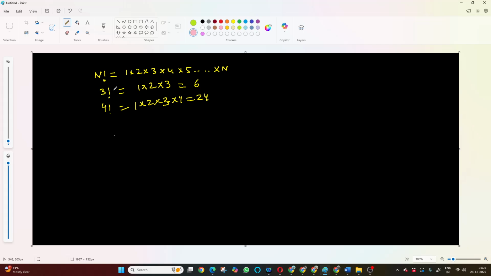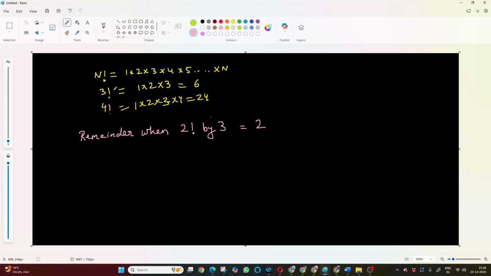Now, let's explore. If I need to see the remainder when 2 factorial is divided by 3, how much do we get? So 2 factorial is 2. So 2 when divided by 3 obviously gives me a remainder of 2. Very clear, right?